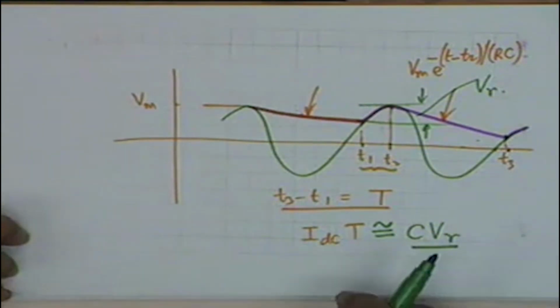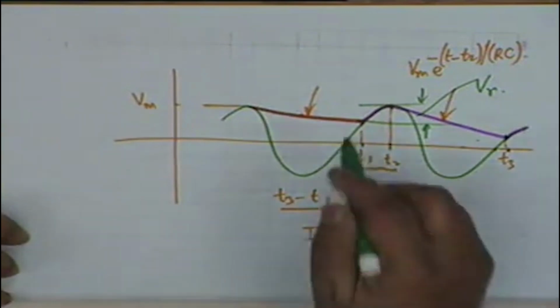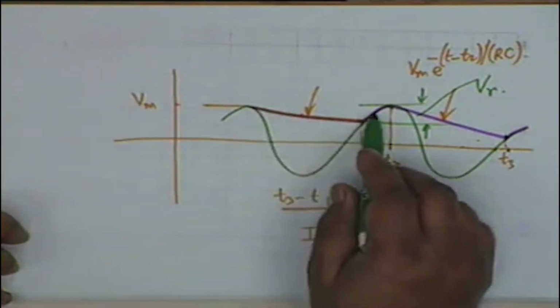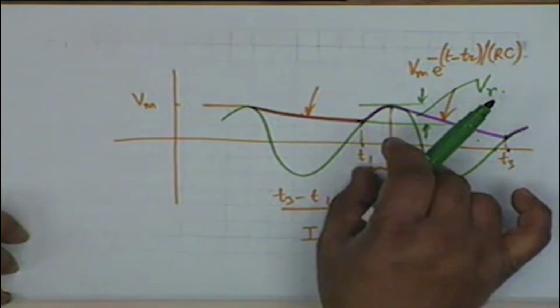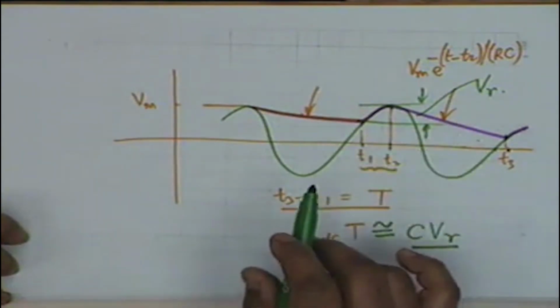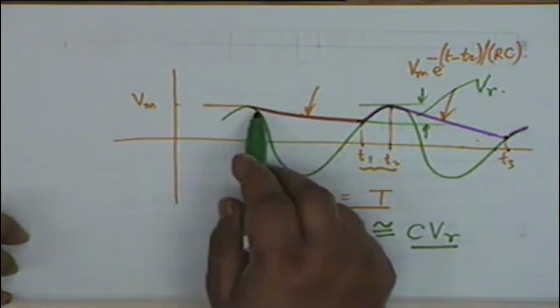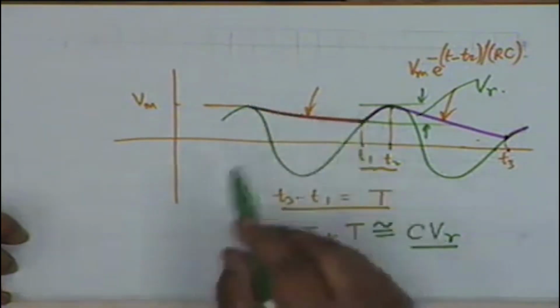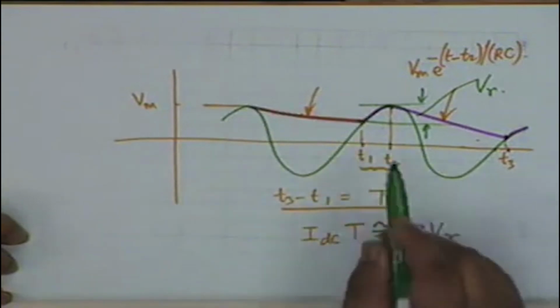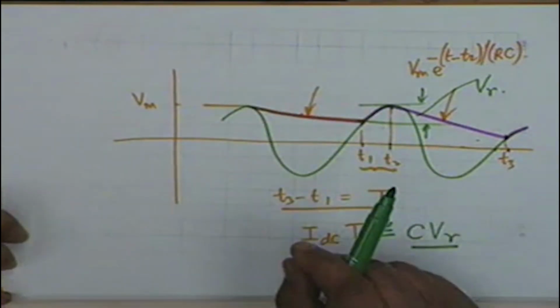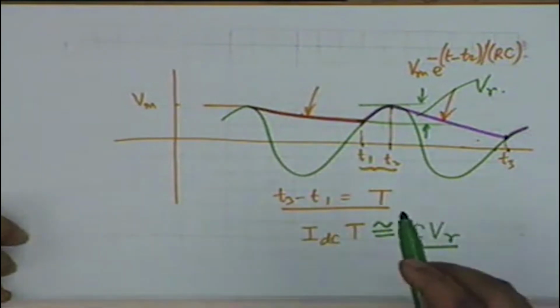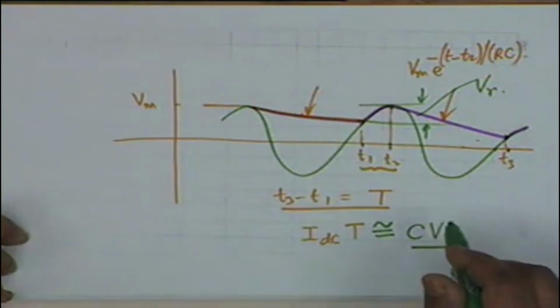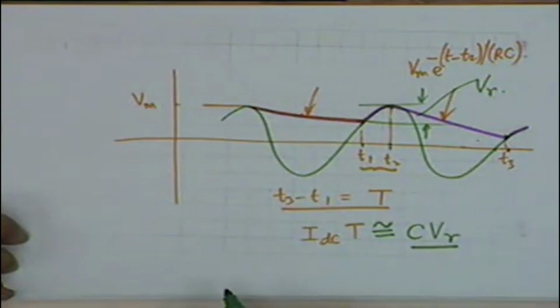Suppose RC product is very large, then obviously the decay will be very small. So T2 minus T1 would be small. Is that clear? If the RC product is very large, then the decay would be small. It will fall very slowly, and therefore T2 minus T1 will be still smaller, and the ripple voltage will be smaller. So it is the value of capacitance C which controls the ripple voltage.